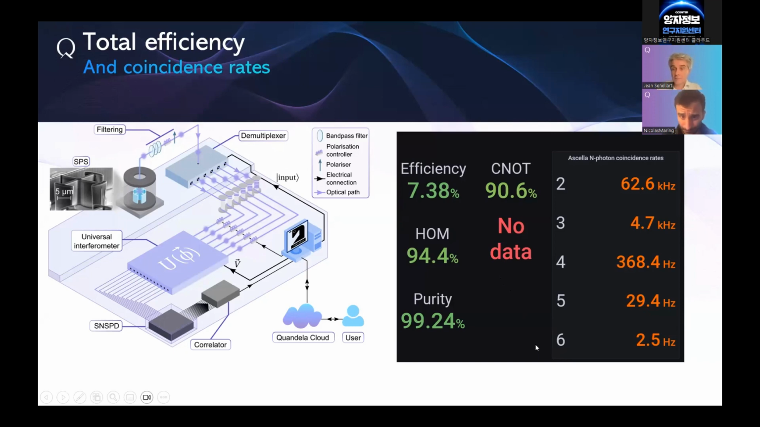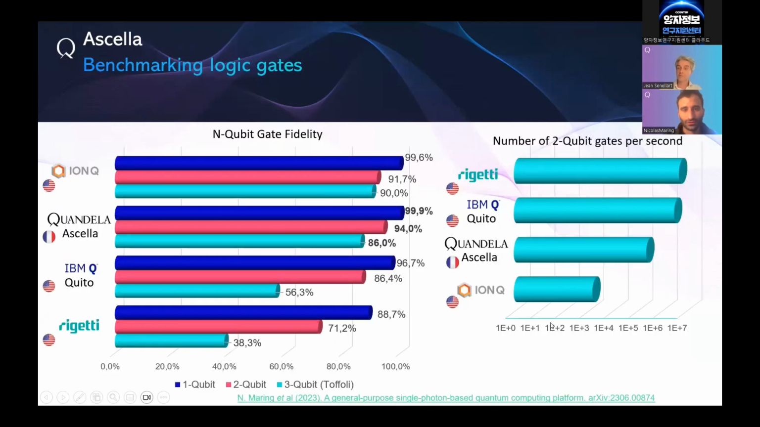You also see the Hong-Ou-Mandel indistinguishability measurements, purity, and also the CNOT fidelity that is always measured via cloud. I will not come back to this. This is what Arnaud mentioned. We benchmarked our system compared to the other cloud accessible platforms.